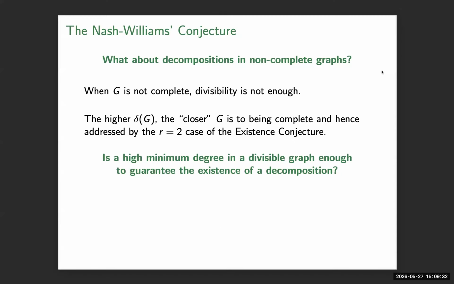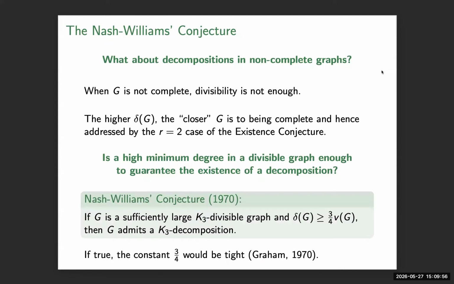Intuitively, the higher the minimum degree of G, the closer the graph is to being complete, and hence addressed by the existence conjecture. So then a natural question becomes, is a high minimum degree in a divisible graph enough to guarantee the existence of a decomposition? The Nash-Williams conjecture of 1970 addresses the triangle subcase of this question.